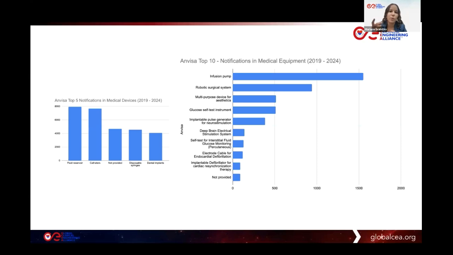The top ones are infusion pump, robotic surgical system, multi-purpose device for aesthetics, glucose self-test instrument, implantable pulse generator for neurostimulation, deep brain electrical stimulation system, self-test for interstitial fluid glucose monitoring, electrode cable for endocardial defibrillation, implantable defibrillation for cardiac. So here we can also see the many different medical devices used in the home care context.